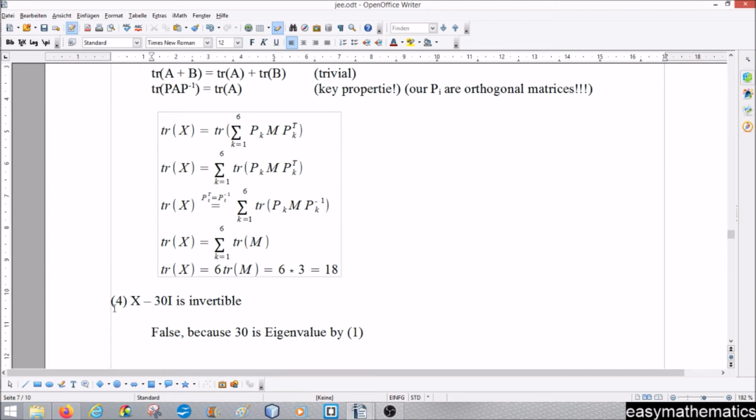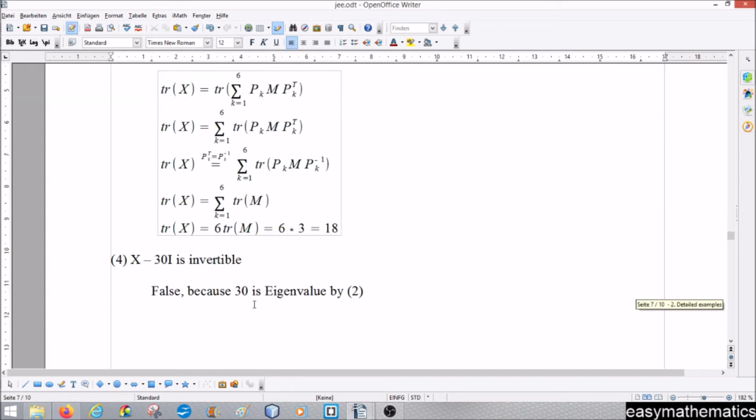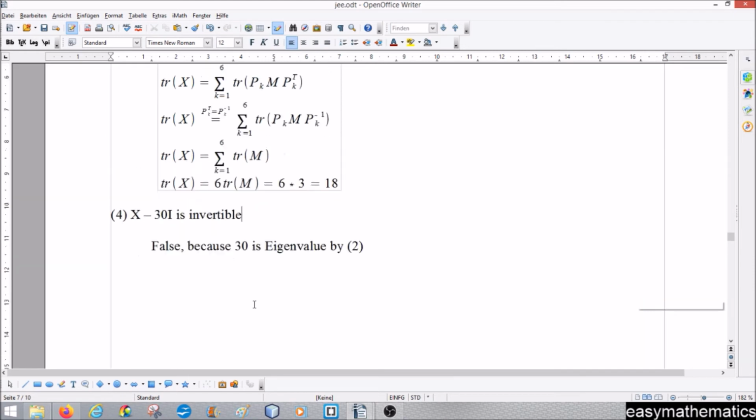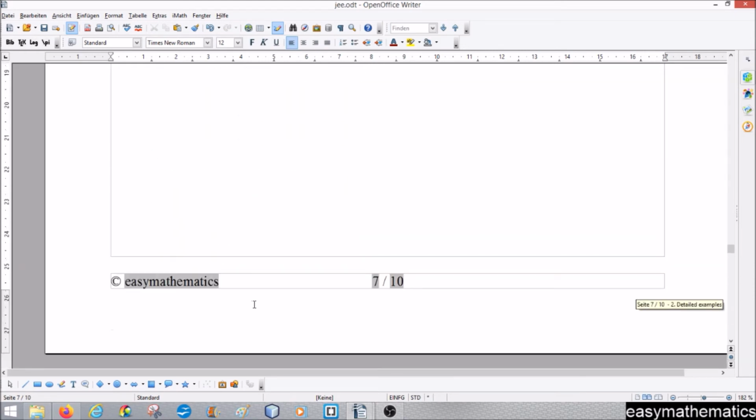And like I said, question 4 is false. Why? Because 2 was true. 30 is an eigenvalue by question 2. Therefore, x minus 30 times the identity is not invertible. So it's false. Alright? Good. That was the first question.